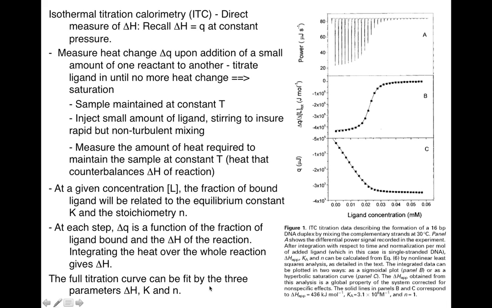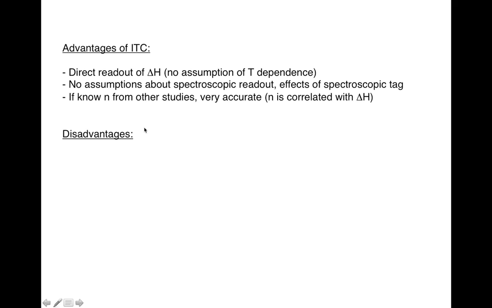Okay, so in a way, it's a gold standard method because it is a direct readout of delta H. There's no assumption about the temperature dependence, like the van 't Hoff equation. There are no assumptions about spectroscopic readout because you really are directly measuring the heat of the reaction. It's extremely accurate, particularly if you know the stoichiometry from other studies.